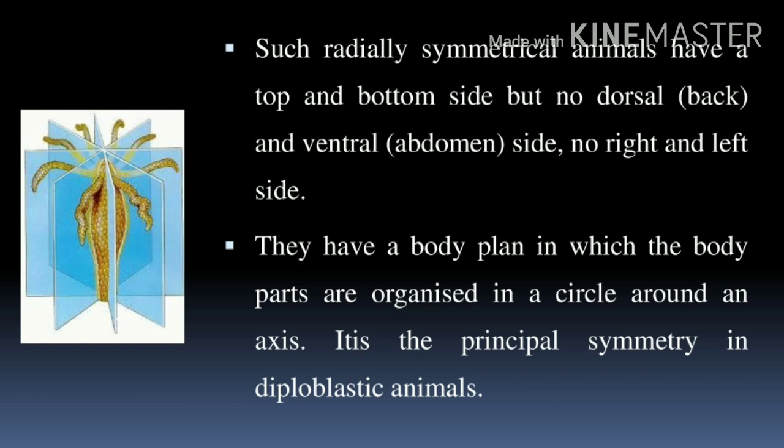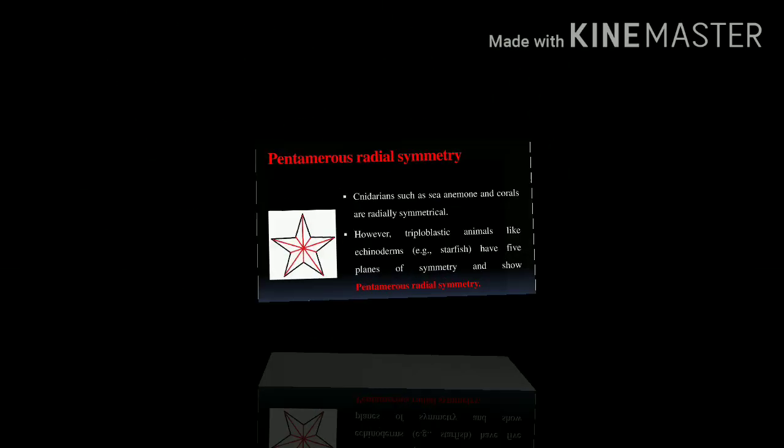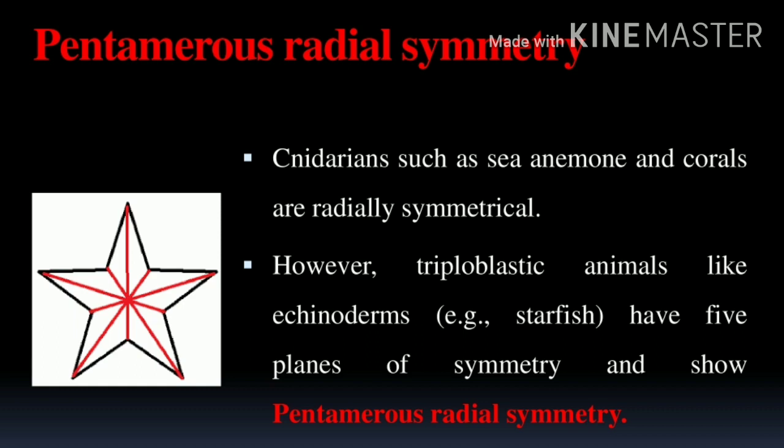Can you understand? Overall, they may ask questions on this, so underline it and write a separate note for one word. What is the principal symmetry of diploblastic animals? That is radial symmetry. These are the diploblastic animals. What is the level of organization of diploblastic animals? That is the tissue level. Can you understand? Listen, what are the examples of radial symmetry? Cnidarians, such as sea anemones and corals, are radially symmetrical.